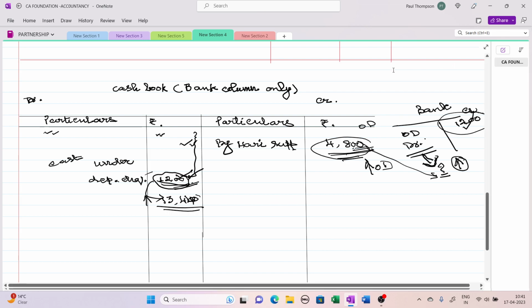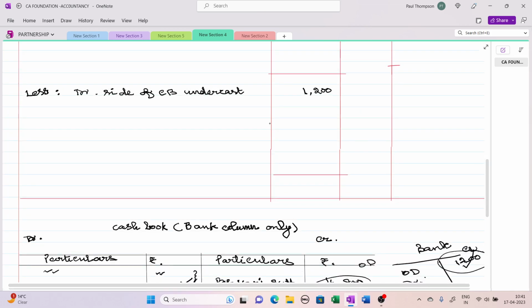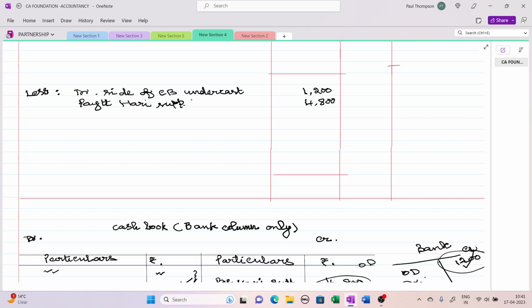But in the bank, it has not increased. So you have to write it on the less one. 4,800. My overdraft has come down by 4,800 because they have forgotten to enter it into the debit side. Payment to Hari suppliers not debited, or you can write wrongly debited to someone else's account.